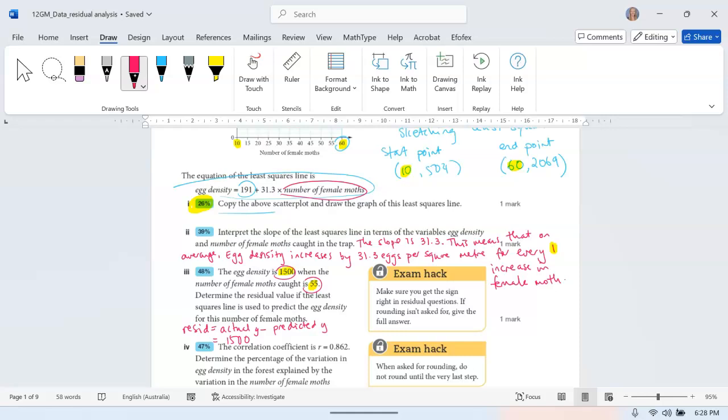So 191 plus 31.3 times 55. All right, so we get 1912.5. How did I do that right? Because I'm not liking that decimal point. Okay. And it hasn't asked us to round, so I'm just going to have to leave it at that.